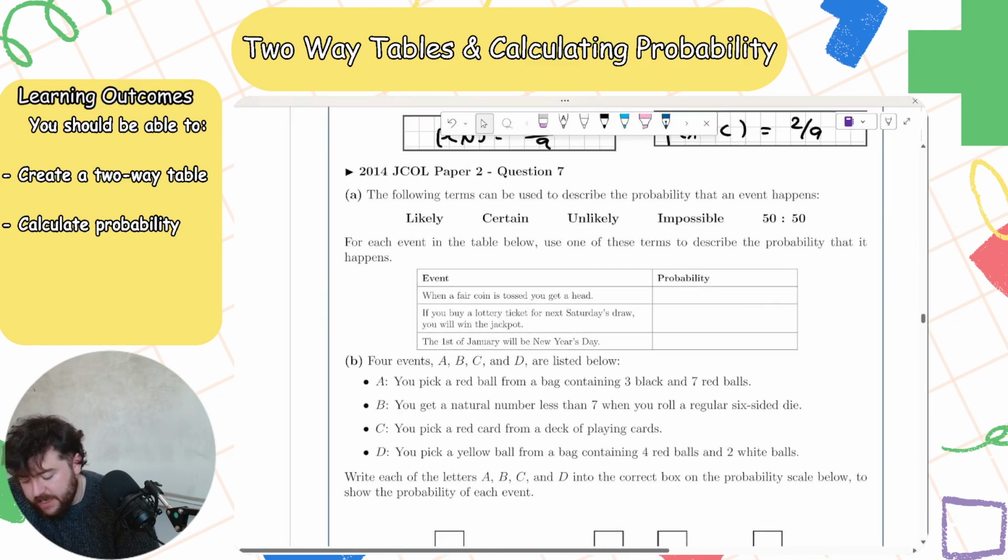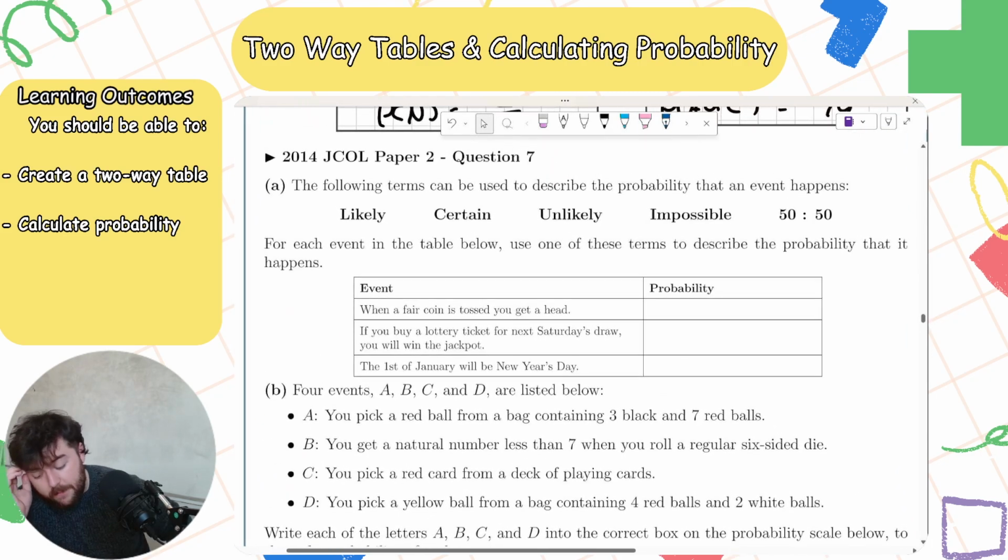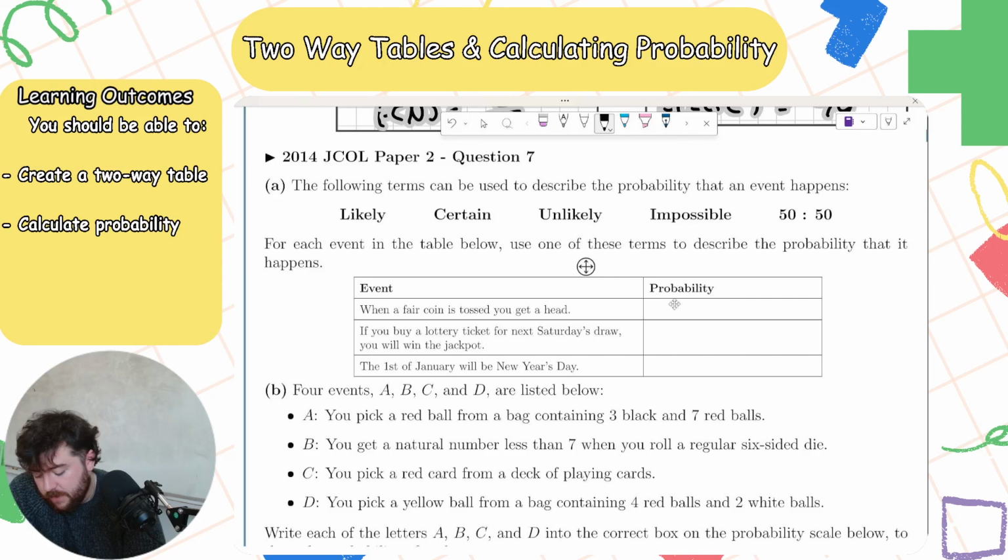Right, the following terms can be used to describe the probability that an event happens: likely, certain, unlikely, possible, and 50-50. For each event in the table, which of these terms describes the probability of happening? So when a fair coin is tossed and you get heads, well, that's just a 50-50 chance.